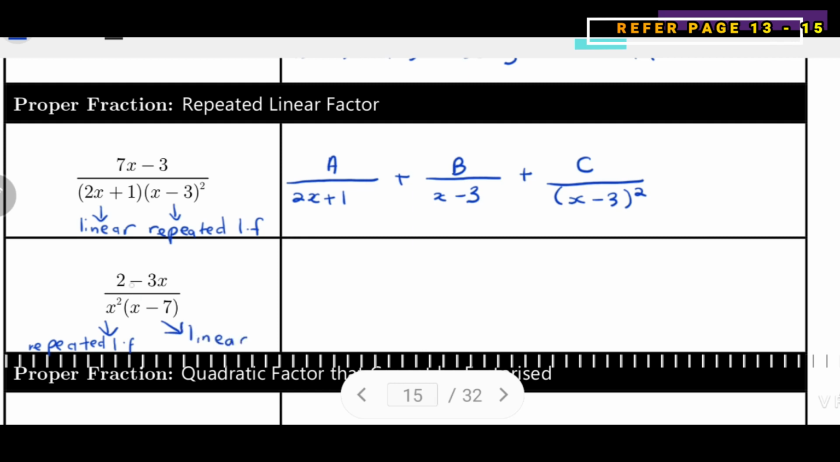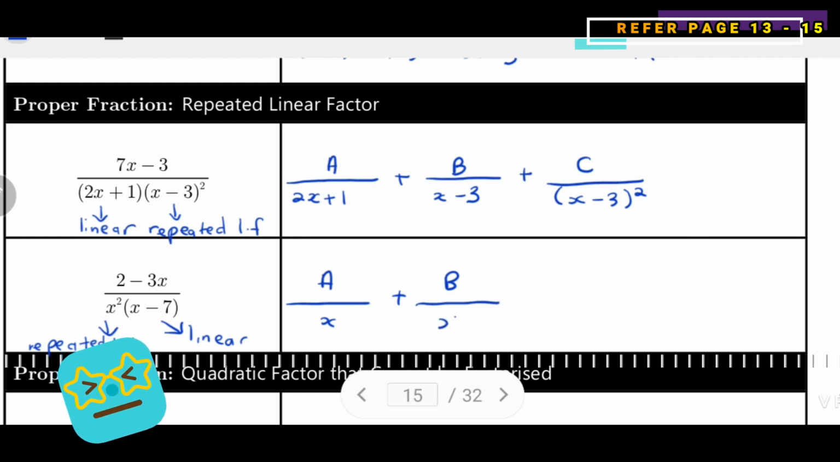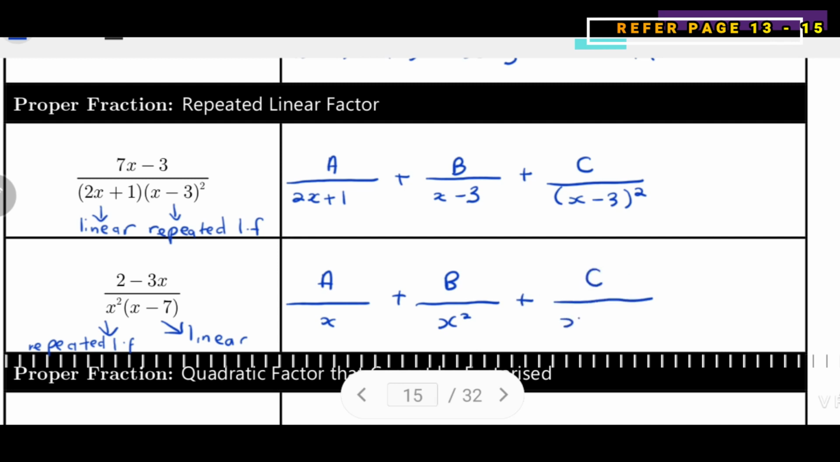So if we express 2 minus 3x over x squared times x minus 7, we're going to express it as a constant a over x plus b over x squared. This is for the case of the repeated linear factor, plus for the linear factor, c over x minus 7.